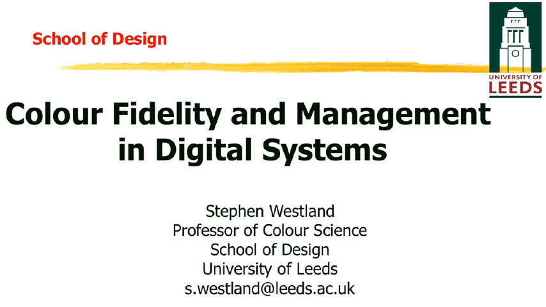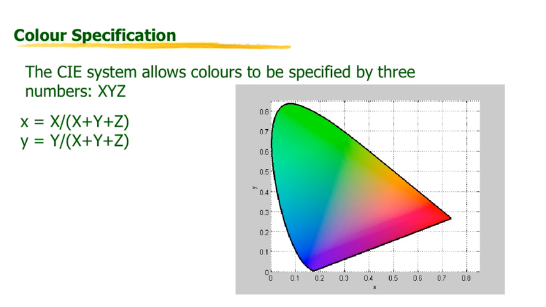So I want to talk about colour fidelity and colour management in digital systems. I'm going to assume you have some familiarity with the CIE system, which allows colours to be specified by three numbers, X, Y and Z, and that if we consider the proportional amounts of X and Y, known as little x and little y, or chromaticity coordinates, and plot one against the other, we get what is hopefully a familiar horseshoe-shaped locus of colour, and this shows all the colours in the natural world.